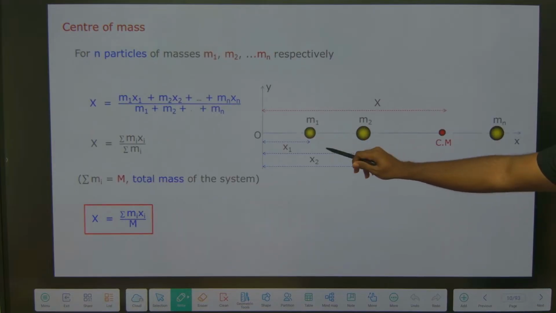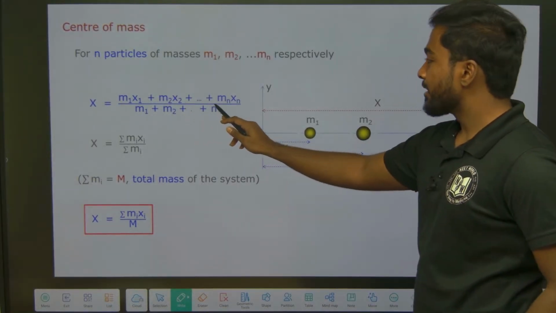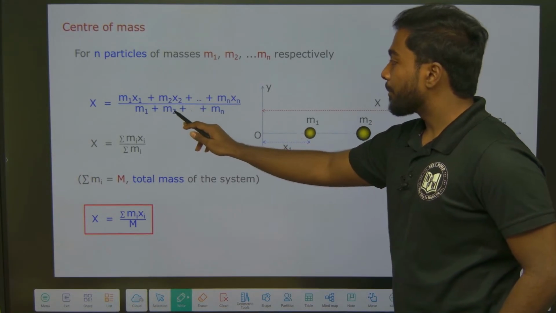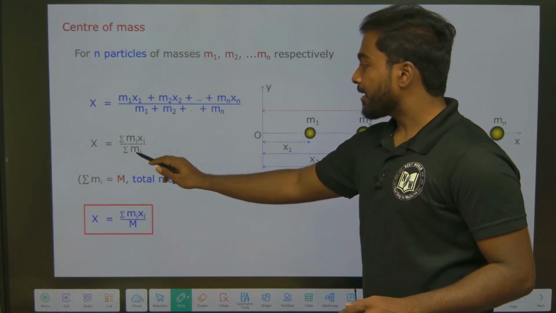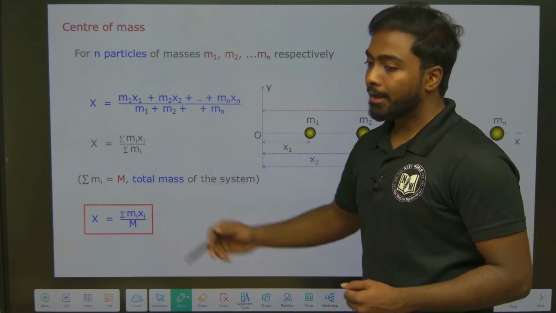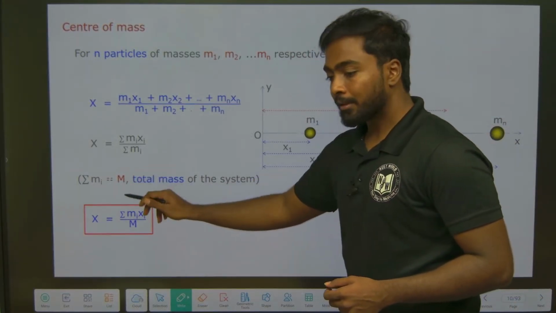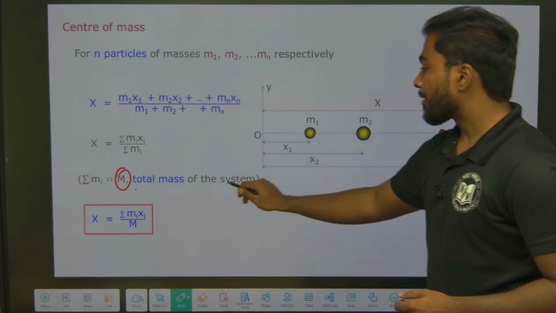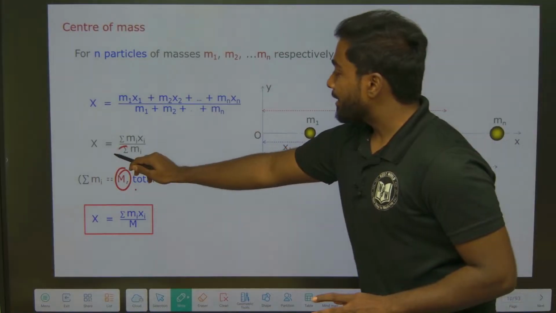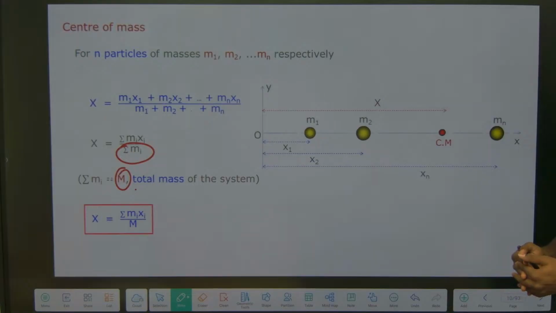See, the same thing. For three particles up to n particles, m1 x1 plus m2 x2 up to mn xn by m1 plus m2 up to mn. So the formula is summation mi xi by summation mi. Summation mi is the total mass, the sum of all masses. So I can write summation of mi as capital M, the total mass of the given system.